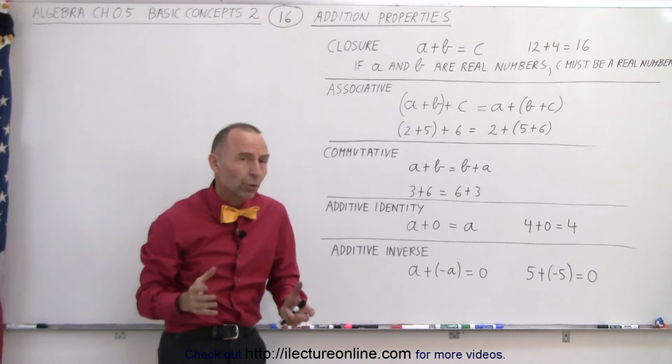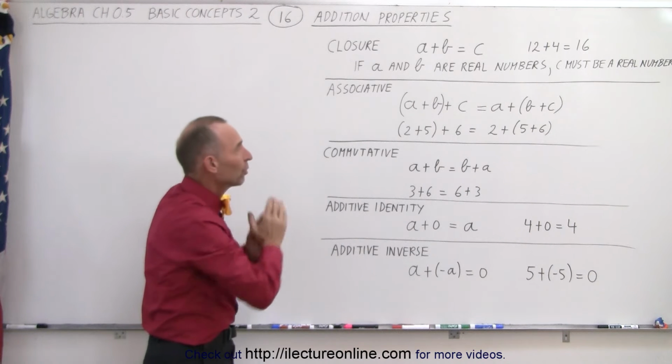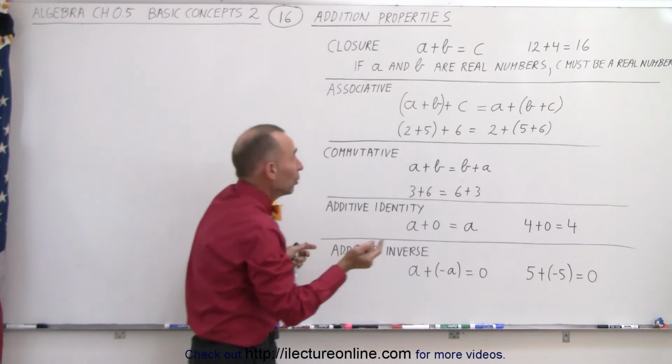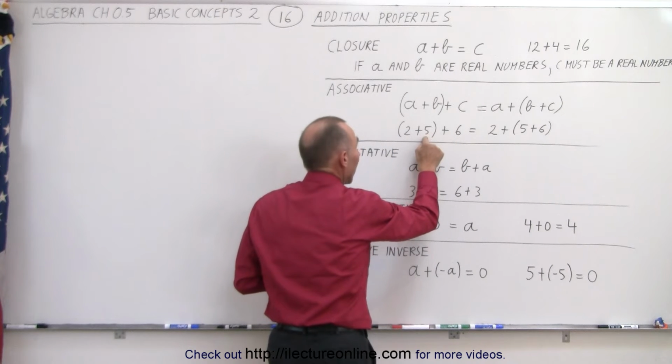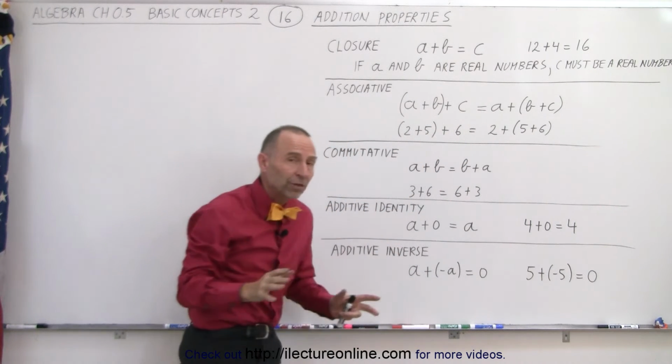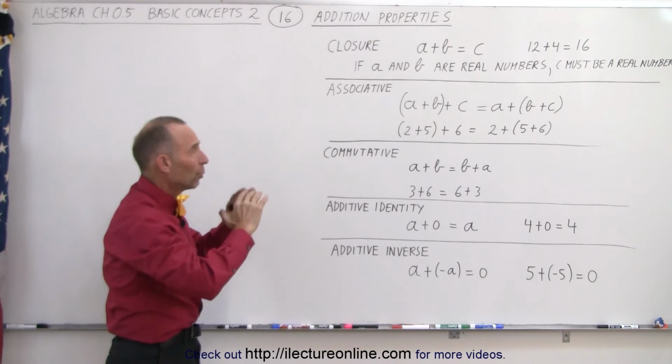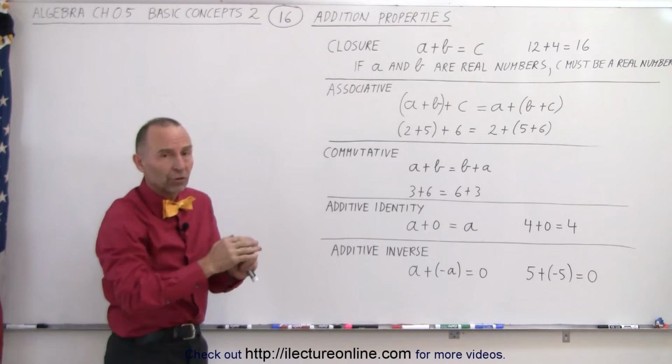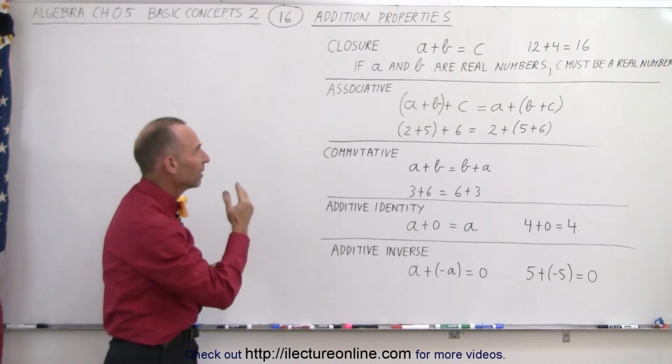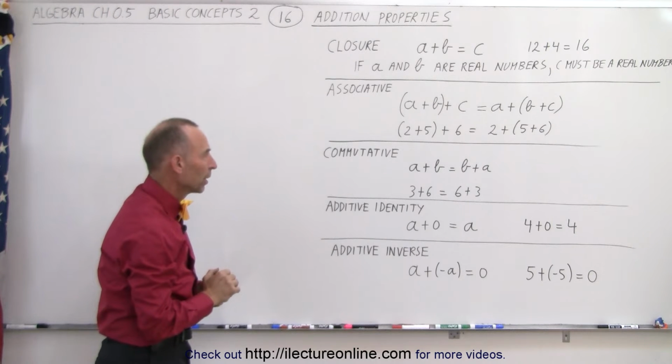It doesn't matter what order we do it in. It doesn't matter which ones we add up first. For example, we could add up 2 and 6 first and then add 5 later. No matter what, we will always get the same result. We can associate any 2 numbers first and then add the third number after that. That's called the associative property.